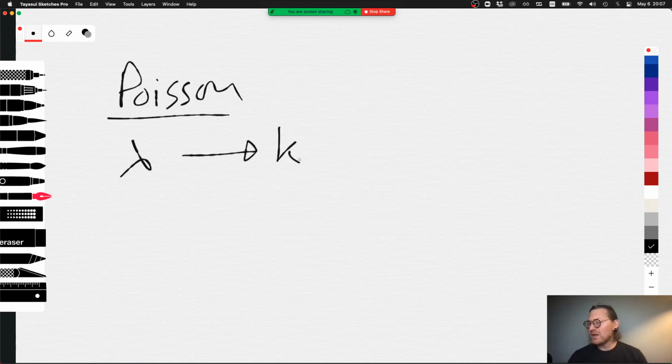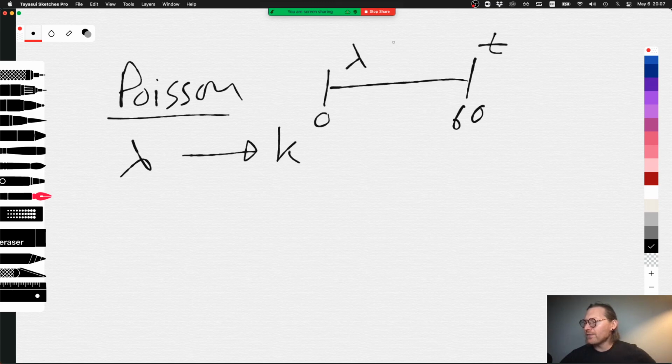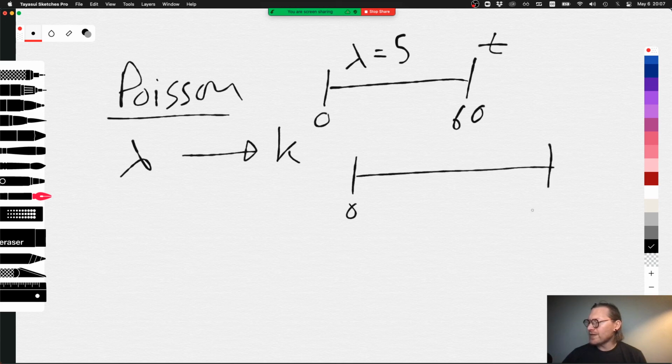And here's the thing. I said 0 to 60 seconds in time, and we have a lambda of 5. Here's another kind of magical property of this: if we change this to 120 seconds, we can modify our lambda to accommodate a larger span of time. Going from 60 seconds to 120 seconds, we're just going to double our lambda, right? If it's 5 events in 1 minute, then we would expect 10 events in 2 minutes. So that's pretty cool. We can adapt our lambda to different intervals.